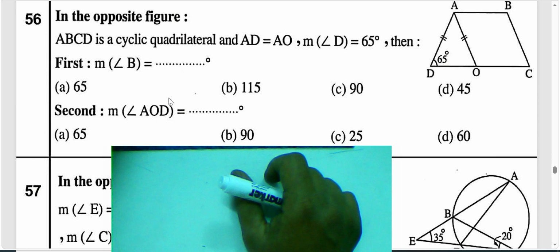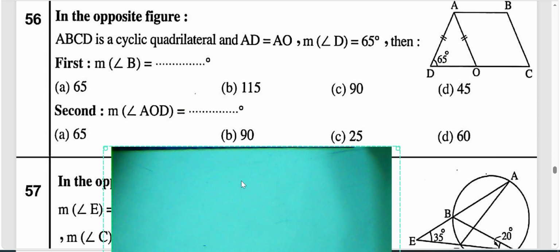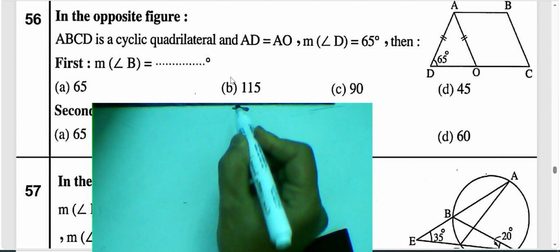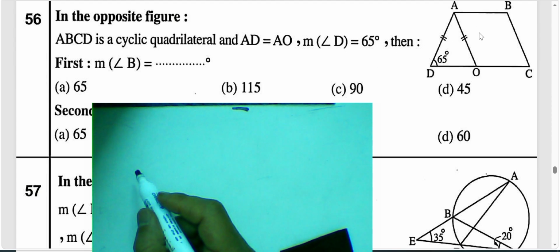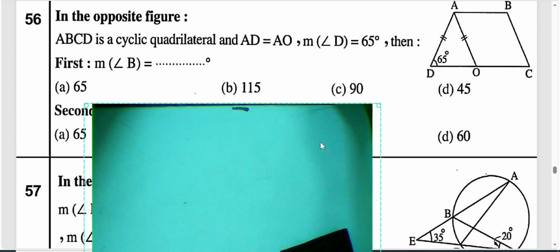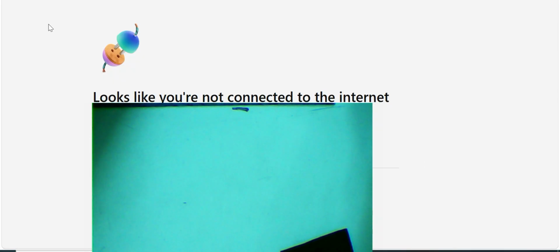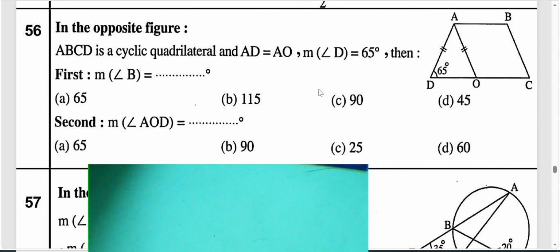We have two questions here. First question, it's easy. We find the measure of angle B: 180 subtract 65 equals 115. The answer here will be 115 because the measure of angle B plus the measure of angle D equals 180. And the next question down here is also easy. He will ask about angle AOD. It will be 65 because we have an isosceles triangle, so the result will be 65 here. Choose letter A because in an isosceles triangle, the two base angles are equivalent.